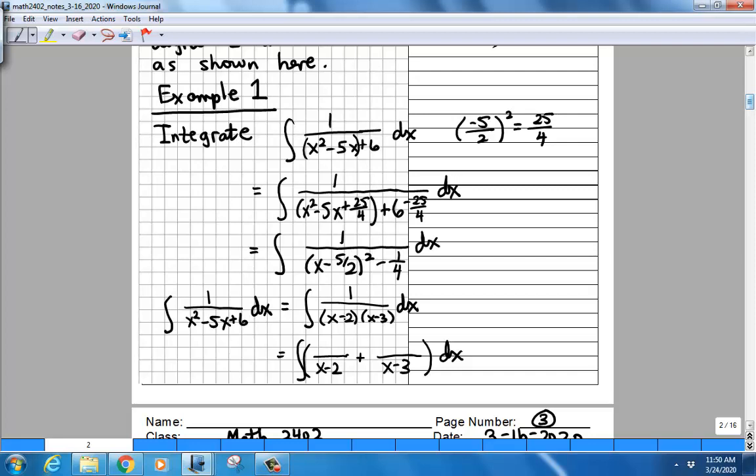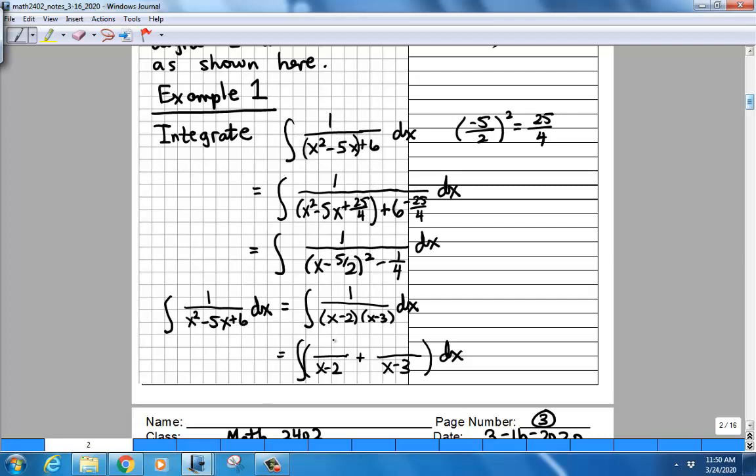And that common denominator would be x minus 2 times x minus 3. So it makes sense to try to rewrite the integrand in this way. But what I don't know is what would be the numerator of these two fractions. So what would be in the top of these two fractions, so that when I add these two fractions together, I will get 1 over x minus 2 times x minus 3?